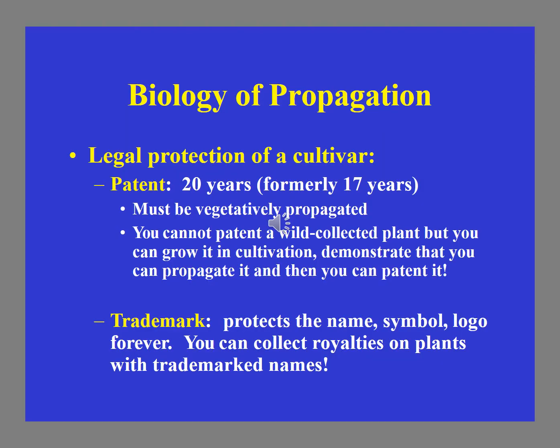Legal protection of a cultivar, if you were the one that came up with it or you're thinking about it: you can create a patent, which is good for 20 years. It must be vegetatively propagated, but you can't patent a wild collected plant. You can grow it in cultivation and demonstrate that you can propagate it, and then you can patent it. You can trademark, and that's just the name that protects the name or the symbol or the logo, and you can collect royalties on plants with trademark names too.